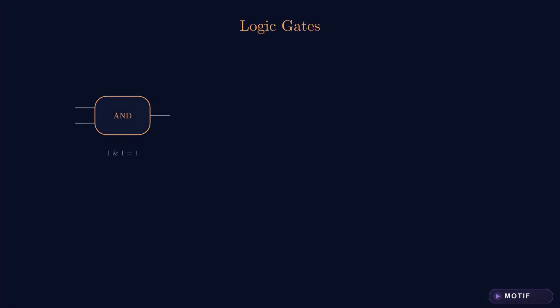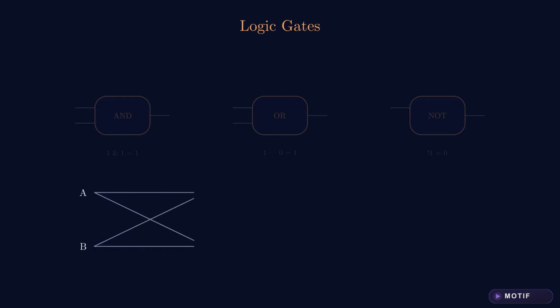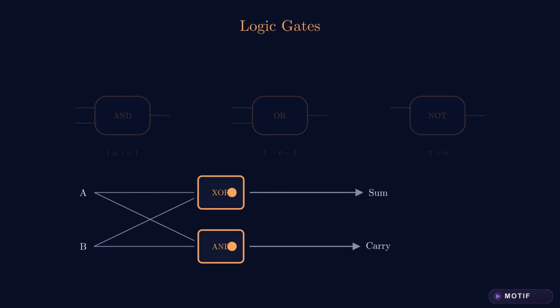Transistors are combined into logic gates, AND, OR, and NOT, each implementing a basic Boolean operation. These gates are then wired together to build more complex circuits. A half adder, for example, uses just 2 gates to add 2 single-bit numbers. From this simple foundation, entire arithmetic units are constructed.